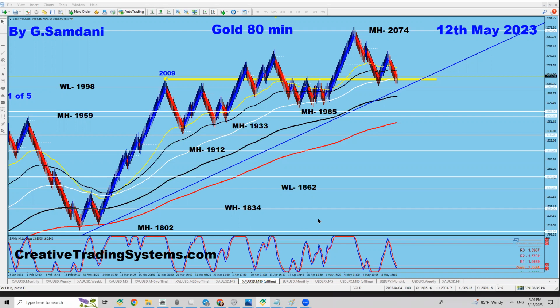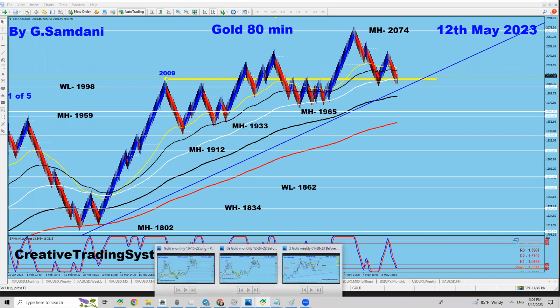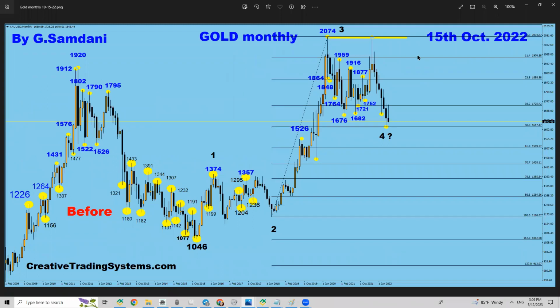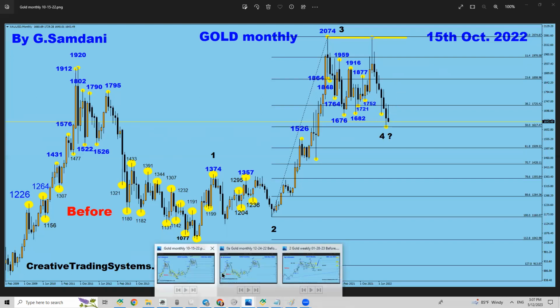So let's get started. I want to show you some weekly and monthly charts. This is the first chart I made. This is a monthly chart. I made it on October 15, 2022, last year. The Elliott wave counts were 1, 2, 3, 4, and then 5 to the upside. So after this started to go up exactly from here, I made another chart.